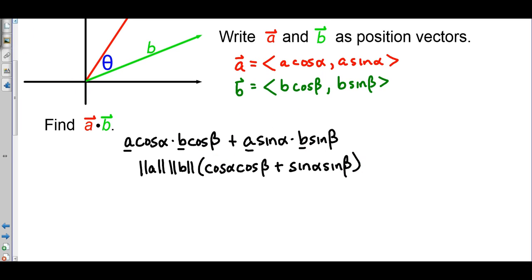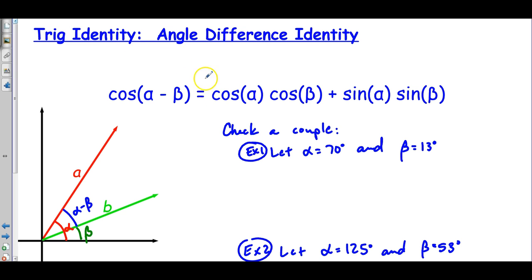So we're going to pause right here real quick on this little manipulation. I want to focus on this expression right now. We know what the magnitudes of each vector are, and the definition of those and how to find those, but I want to look at this expression right here. And this is actually a pre-calculus thing. We're not going to worry about proving it. This is called an angle difference identity.